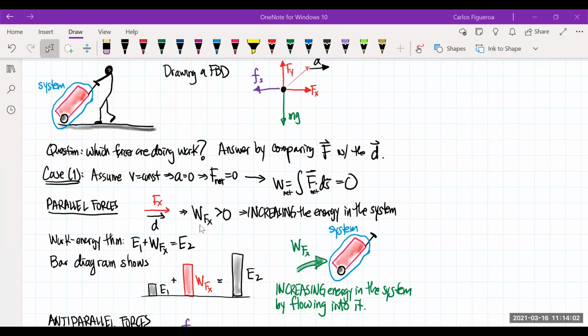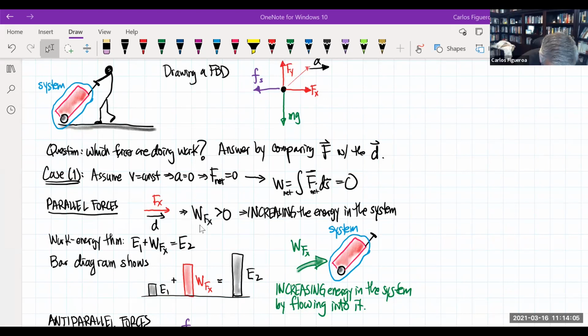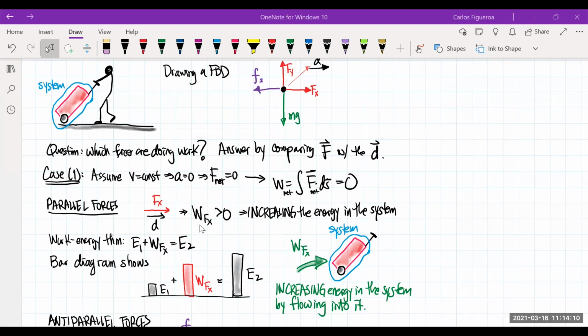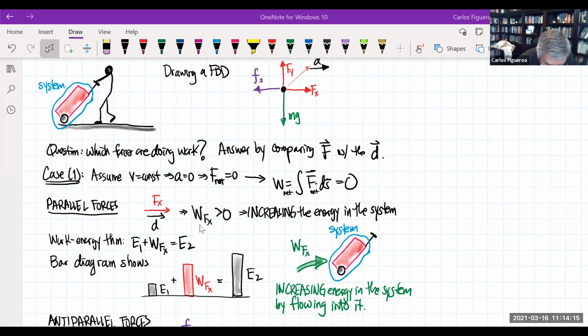So according to the work energy theorem, I start off with some initial energy. I now do work. That work then increases the energy to E2. So as a bar diagram, what I'm really seeing here is that I arbitrarily put the size of my block as almost 1 square. And then I looked at my work, well, that's positive, so it has to be some non-zero value above 0. And when I add both of these, you'll see that the total energy of the system had to increase.